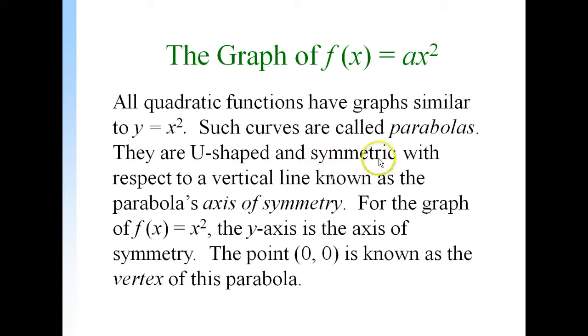they are symmetric with respect to a vertical line that's going up and down, known as the parabola's axis of symmetry. Symmetry means that things are sort of the same on one side or the other. If you had a piece of paper and you fold it along the lines of symmetry, then the sides that you fold would match.